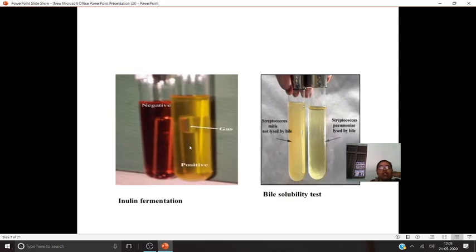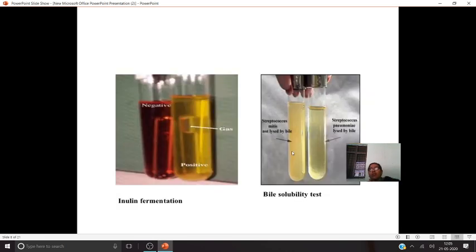So if you are seeing the inulin fermentation, a bright red color is an indication of a negative test. Here this is the positive test. We are seeing the golden, light yellow-golden color. Here the gas is forming. So this golden fermentation is called the inulin fermentation.